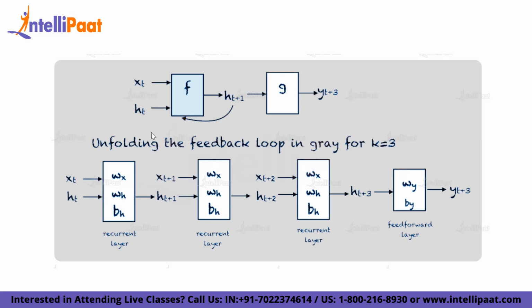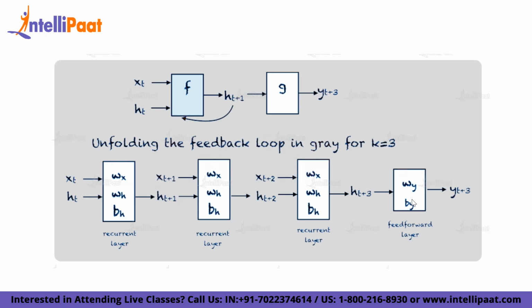Then we have the weights associated with the inputs in the recurrent layer. Then we have WH, which is the weight associated with the hidden units in the recurrent layer. Then we have WY, which means the weights associated with the hidden units to the output units. Then we have BH, belonging to R, which refers to the bias associated with the recurrent layer. Then we have BY, which is the bias associated with the feed-forward layer.